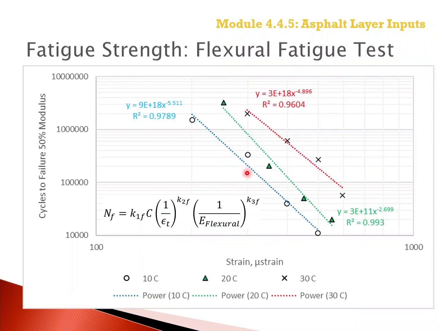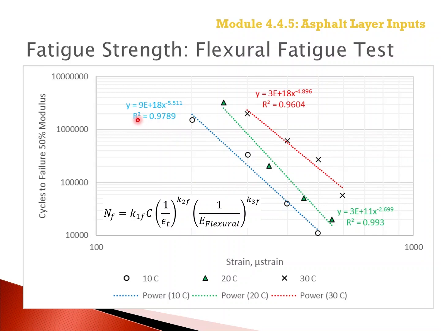This chart provides an example of test results from AASHTO T321 for 3 temperatures of 10 degrees centigrade, 20 degrees centigrade, and 30 degrees centigrade. 4 tensile strain levels were used for each test temperature. The results from the regression for each set of temperature data are displayed on the chart.